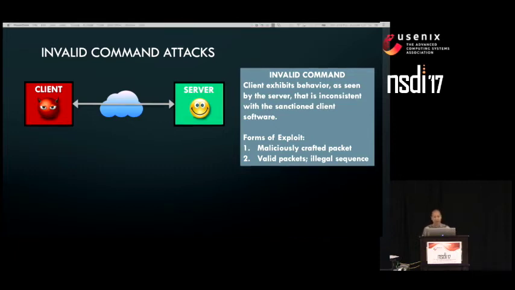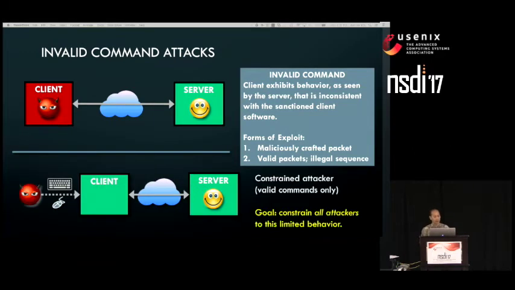And what I mean here, an invalid command is when a client exhibits behavior as seen by the server that is inconsistent with the sanctioned client software. To better illustrate what this means, it's helpful to compare this to a much more limited attacker, and this is what we're showing below here. This constrained attacker has full control over the inputs to the legitimate client program, but cannot actually execute arbitrary code. So in the context of an online game, you'd think an attacker might control all the key presses and mouse movements, but all of the updates and commands that are actually sent to the server are produced by the unmodified client program. So that's the one in green down here.